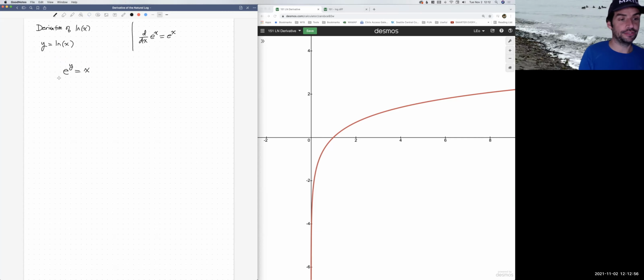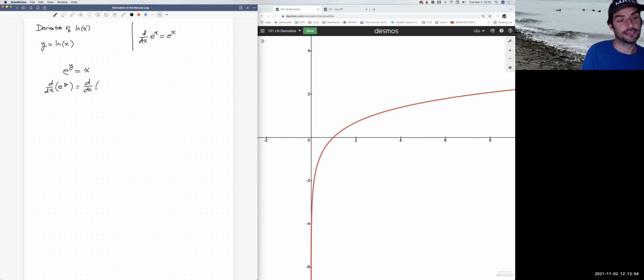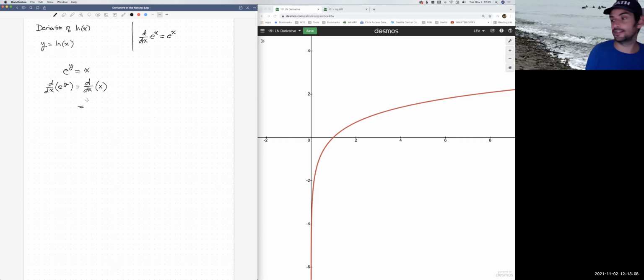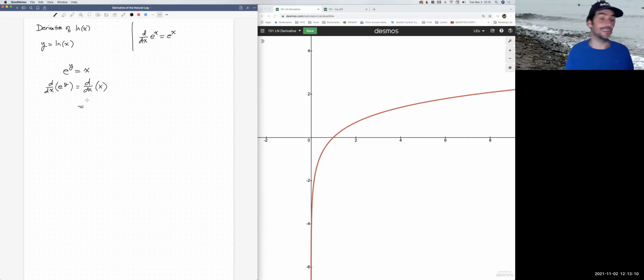We're going to take the derivative of both sides of this equation with respect to x. Okay, so on the right-hand side, this is simple. The derivative of x is just 1.